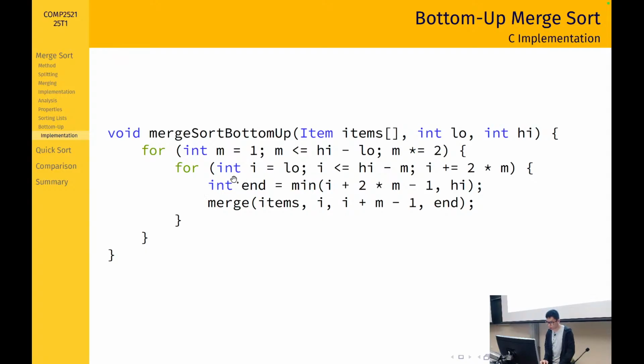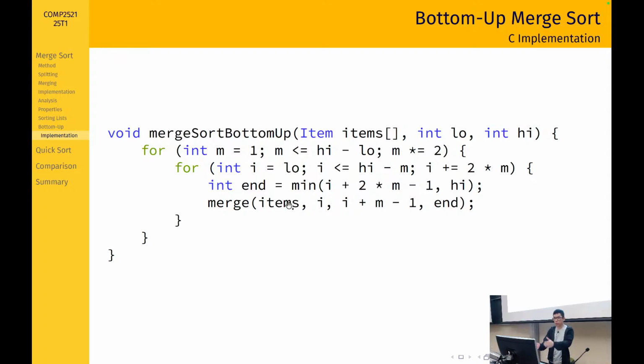Okay, and inside this inner for loop, we have a calculation here, min of i plus 2 times m minus 1, high. The point of this, so you don't need to worry too much about it, is just to take into account the situation where the size of the array isn't a power of 2, right? And we might need to chop off one of the runs earlier. Okay, so that's just that calculation. And then we call the merge function, which is the same as the merge function we used in top-down merge sort.